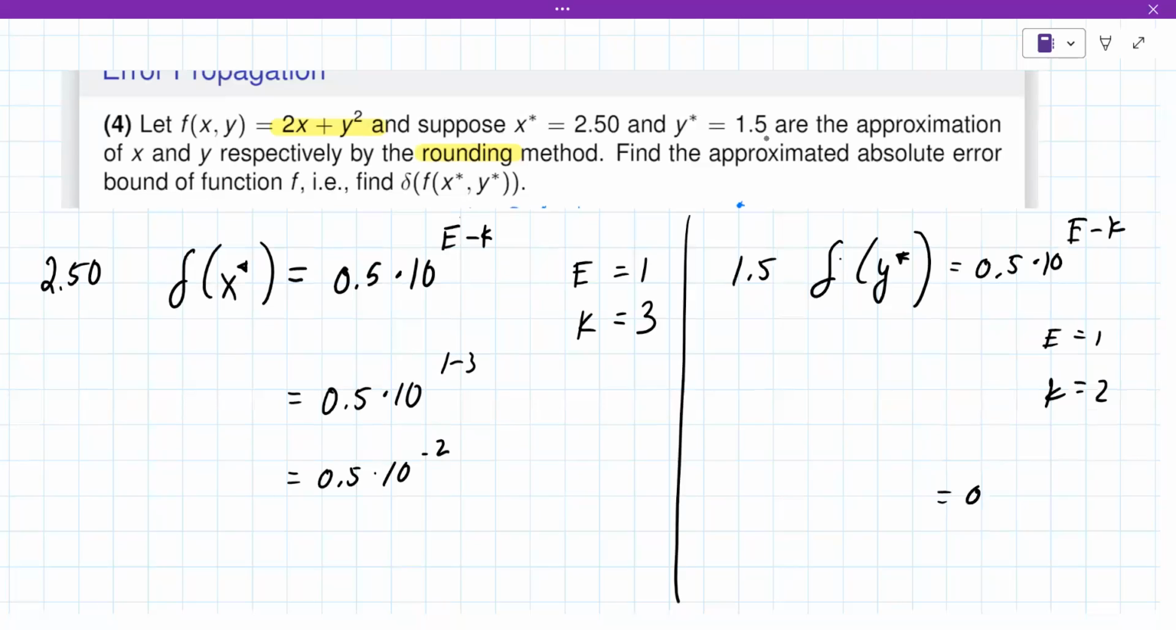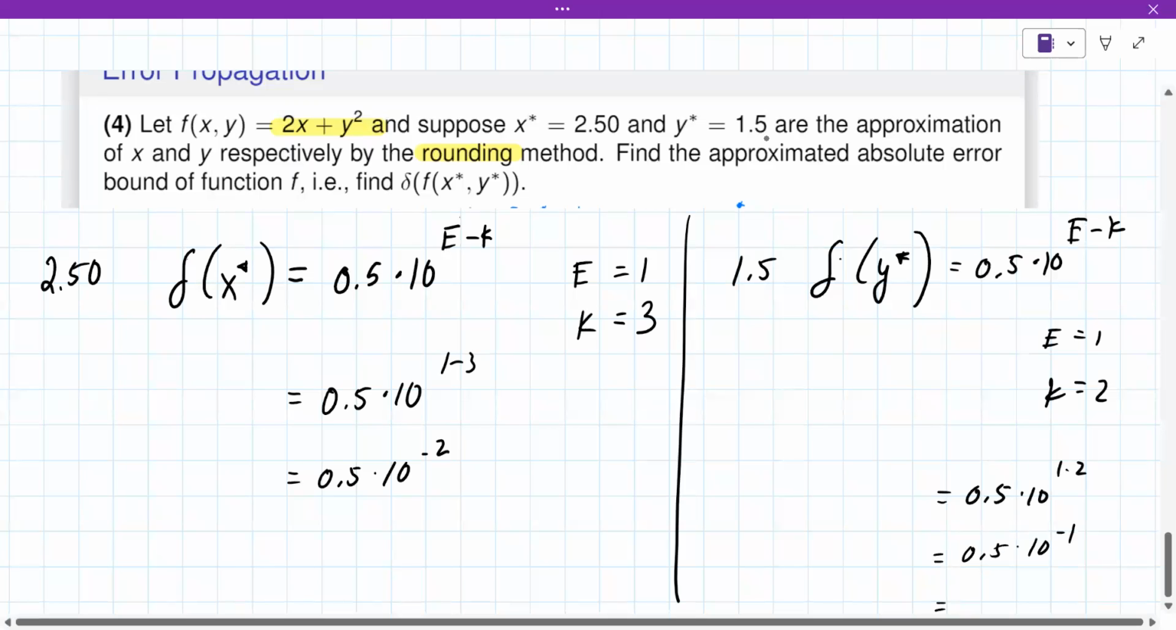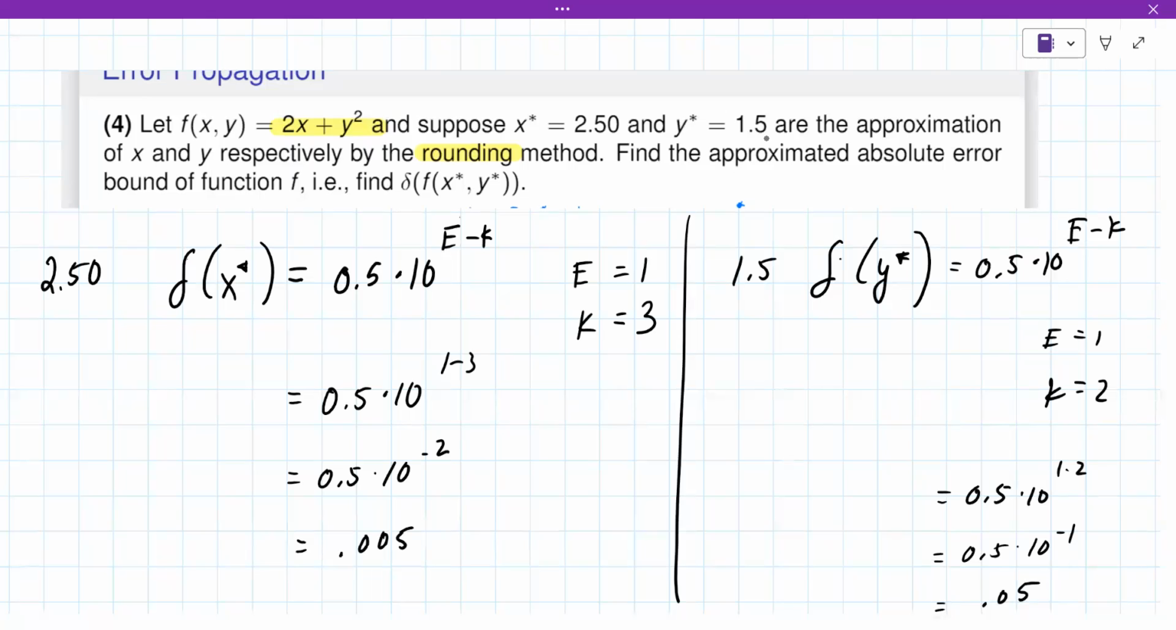So this ends up being 0.5 times 10 to the 1 minus 2, which is 0.5 times 10 to the minus 1. If you expand it, it's 0.05. On the other one here, it's 0.005.